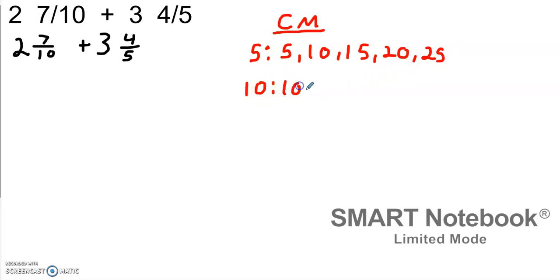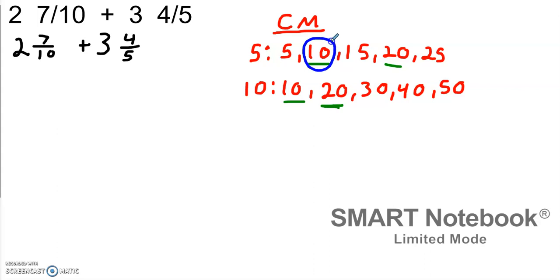Then I do the first 5 of the 10. 10 times 1 is 10, 10 times 2 is 20, 10 times 3 is 30, 10 times 4 is 40, 10 times 5 is 50. I list the first couple of them, and I look and go, okay, I'm going to underline the ones that are common. So 10 is common in both, 20 is common in both, and that's all I've listed so far. With the common multiples, I could use either 10 or 20. Then I circle the one I'm going to use. Of course, we like to work with smaller numbers, so I'm going to circle the 10 and use it as my common multiple.